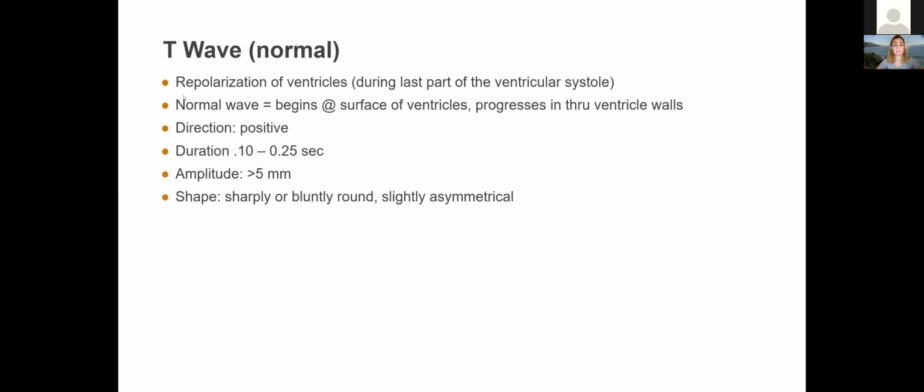The T wave is the repolarization of ventricles during the last part of the ventricular systole. The normal wave begins at the surface of the ventricles, progresses in through ventricle walls. The direction is positive. The duration is 0.1 seconds to 0.25 seconds. The amplitude is typically a bit over 5 millimeters or 5 millivolts. The shape is sharply or bluntly round, and it's usually a bit asymmetrical. So it will sort of be leaning to one side more than another.